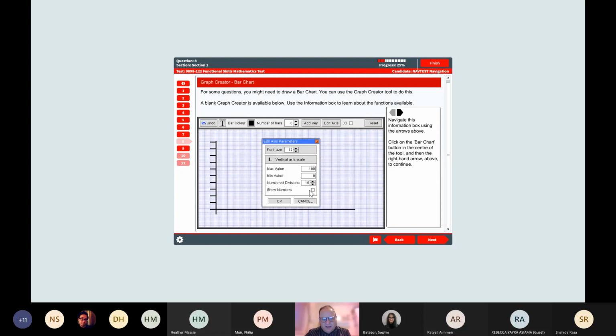And I'm going to click the key thing, show numbers, and it will automatically put the numbers on the screen for me. So I'm going up in tens, from 0 up to 100, and it's showing my numbers on there for me. So that's quite a key thing under edit axis.